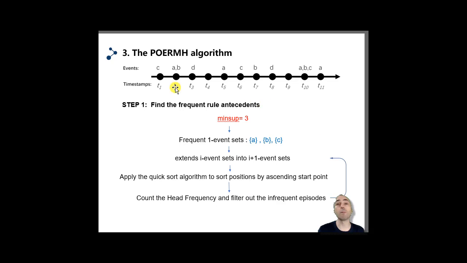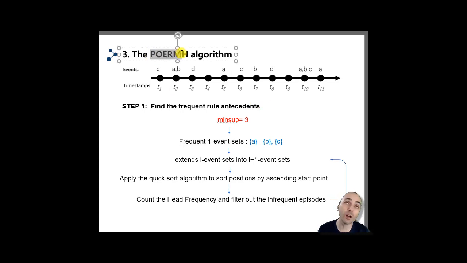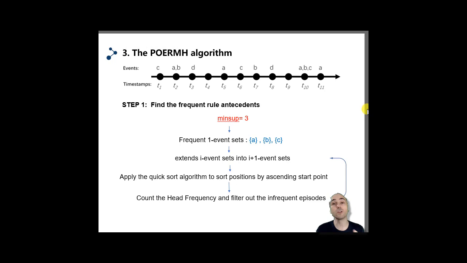In this paper, we previously had one algorithm called POERMH to find the episode rules, and now we change the definition of the support. So we call this POERMH for the head support. The algorithm is a little bit similar, but we change the definition of how to count the occurrences.